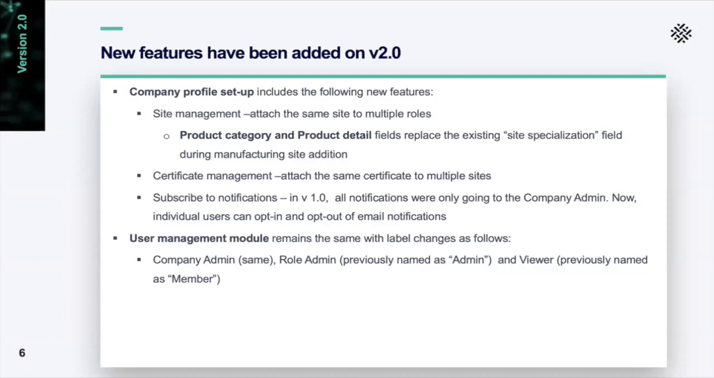Finally, from a user management perspective, there is no change in the type of users that you have, but we have a change in the labels. So the company admin remains the same. It will continue to be called company admin. Earlier, what used to be admin is now called role admin. The role remains the same, just the label has changed. And what was earlier called a member will now be called a viewer. And we will show all this to you directly on the system.